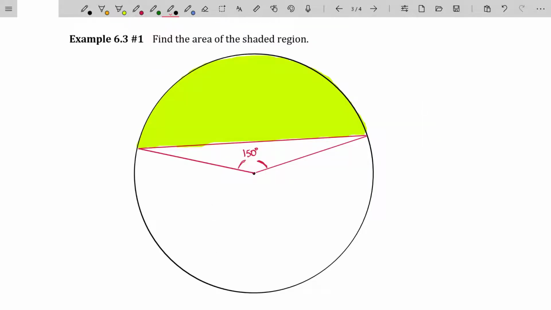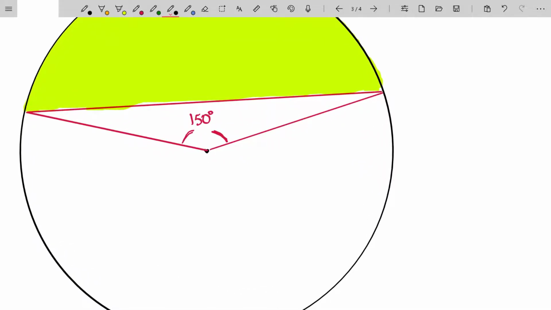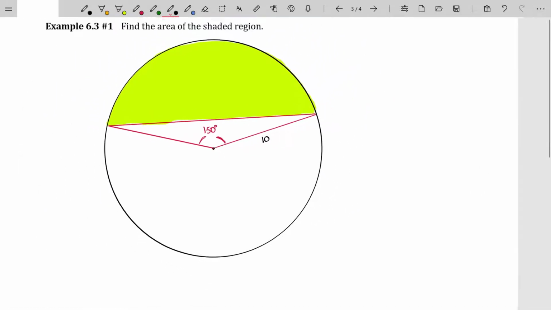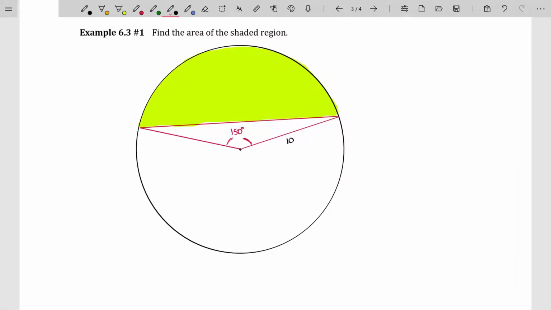Let's go ahead and use that information to find the area of the shaded region. I do have to give you a length here, so let's say this is of length 10. 10 inches, 10 meters, 10 feet, I don't really care. It's not that big of a deal. But find the area of that shaded region.